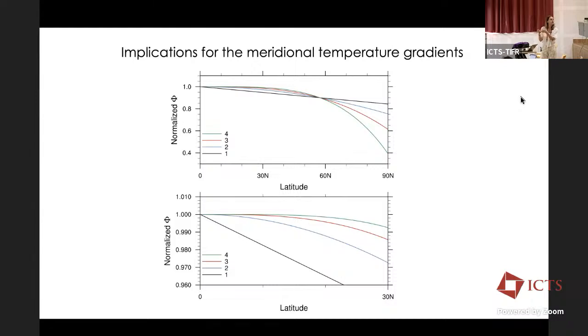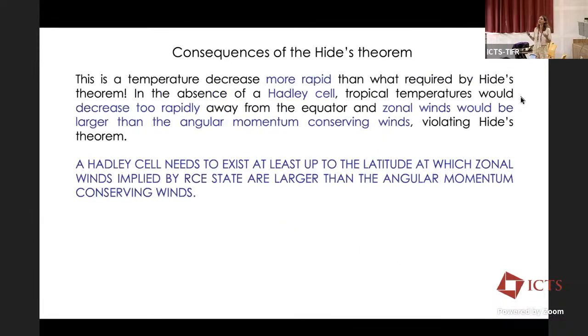And in particular, you can show that in fact, RCE implies westerly winds at the equator. This is not attainable. And so that is why a Hadley cell needs to exist. And it needs to exist so that it distributes energy, so that you get temperature gradients that are at least as weak as what is constrained by the Hide's theorem, if not weaker, so that again, the resulting zonal wind satisfies the Hide's theorem.